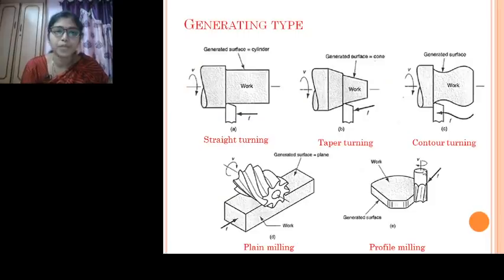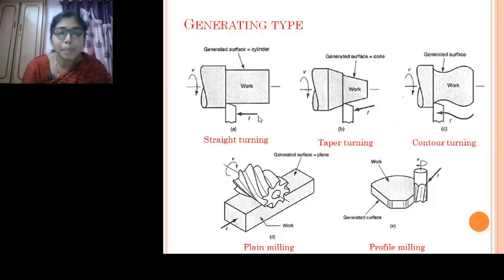For example, these are some examples of generating type: straight turning, taper turning or contour turning. The tool used is the same in all the three types. Whether it is straight turning, taper turning or contour turning, all the three types of turning operations use a single point cutting tool. But the final shape of the component obtained is different. That is because it is dependent on how you give the feed.